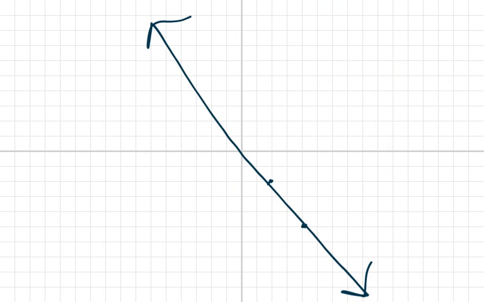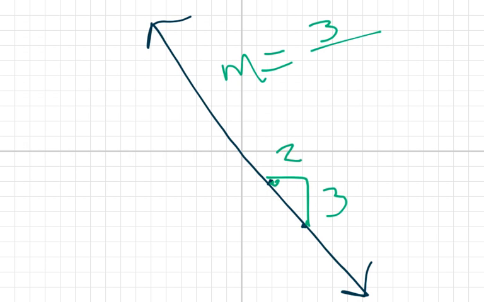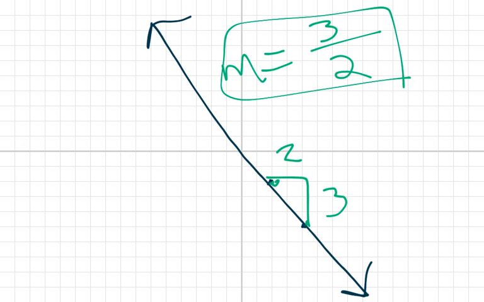All right, so here we have another one, and I've got my two good points, and I've got to figure out my rise and my run. I'm going up 1, 2, 3. I'm going over 1, 2. So my rise is 3, over my run is 2. Now, what you have to be aware of is that this is going down to the right, which means it's a negative slope.